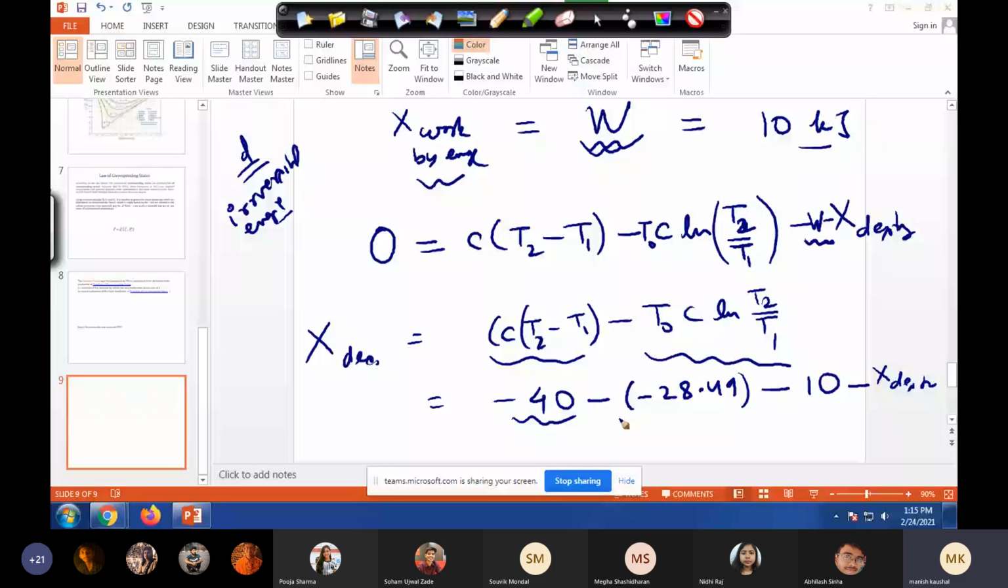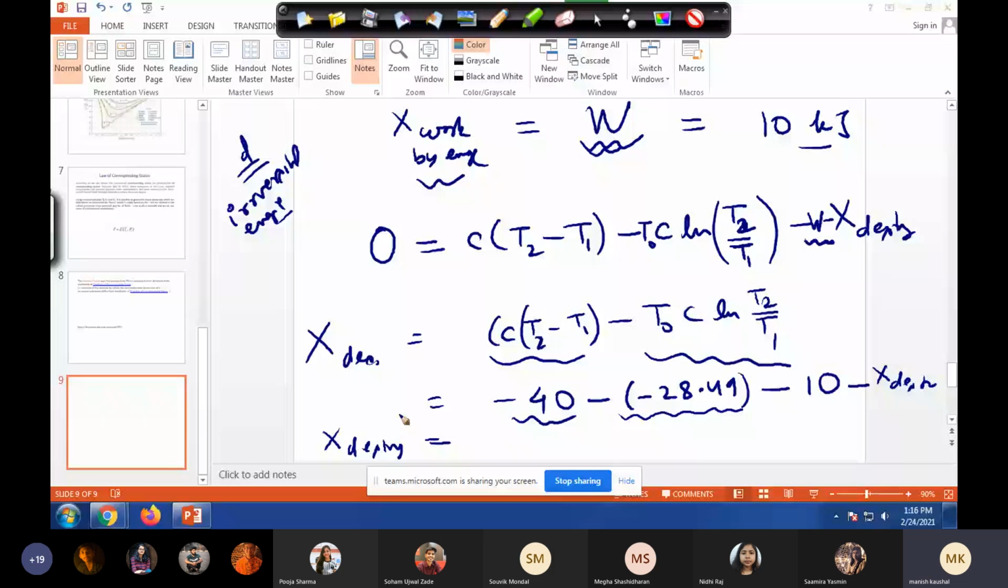Because we calculated in the last part. Yeah, 28.49, and then there is minus 10 also. So it's coming out to be 50 minus 28.49. We don't have this much destruction, no? We have 1.51. So where is the mistake?